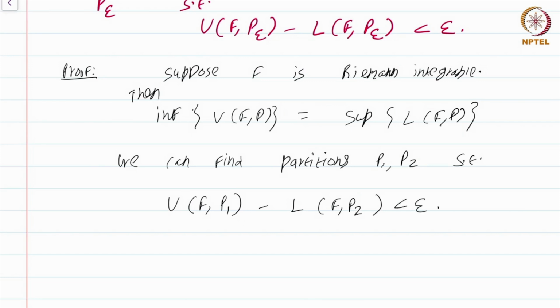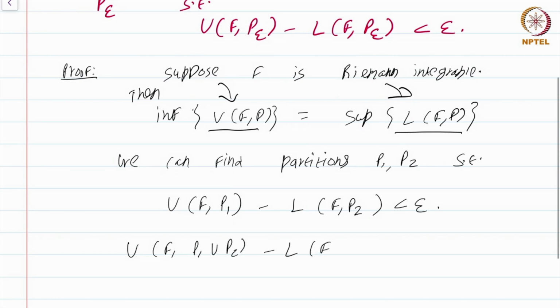Why is this the case? Well, this infimum is equal to this supremum. That means that there must be some quantity here and some quantity here that get arbitrarily closer and closer, right? So for this fixed epsilon, we should be able to find a partition P1 and a partition P2 such that U(f, P1) minus L(f, P2) is less than epsilon. Okay. Now it's easy to find a common refinement.